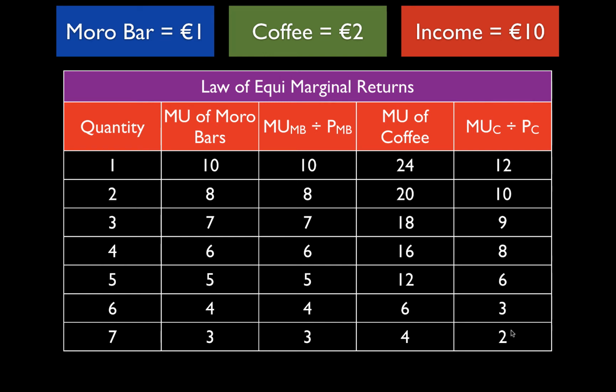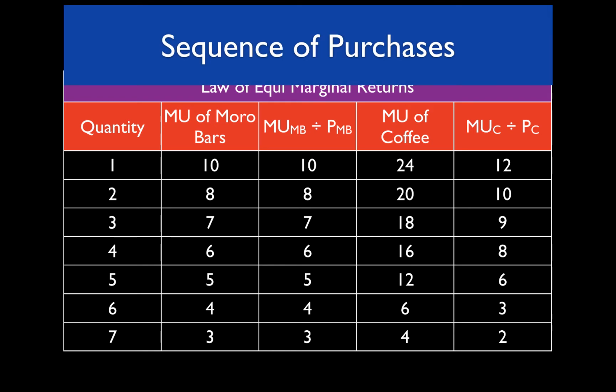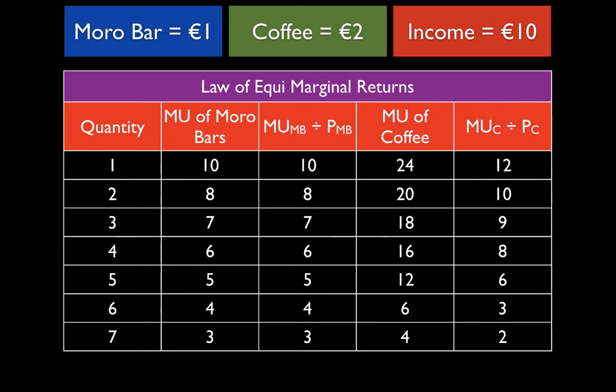Now, the sequence of purchases is actually quite important, because again, we're saying to ourselves, which gives us the most value for money? Well, what should he do first?